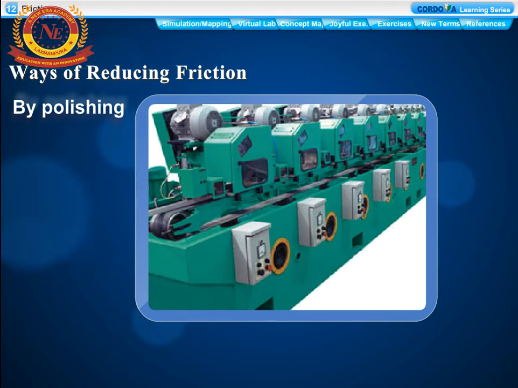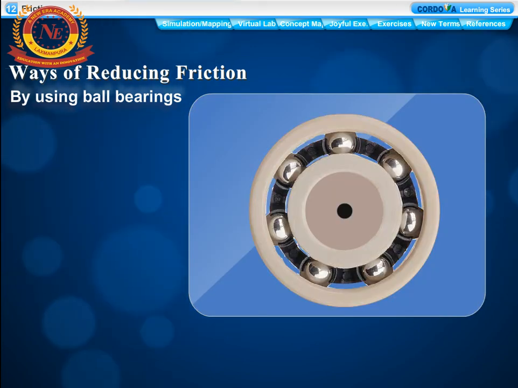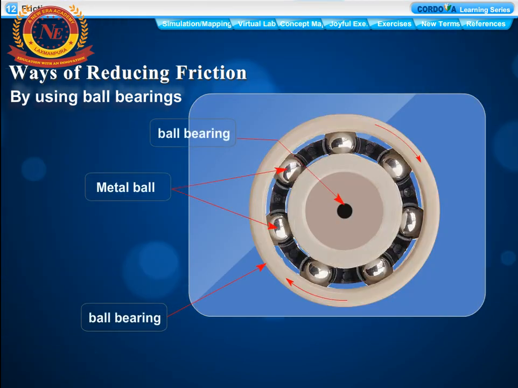By polishing. When the surfaces are highly polished, the irregularities in the form of hills and valleys of the surfaces are covered, making them smoother. By using ball bearings. Ball bearing is a hollow circular device containing small metal balls which are fitted around the moving part of a machine.